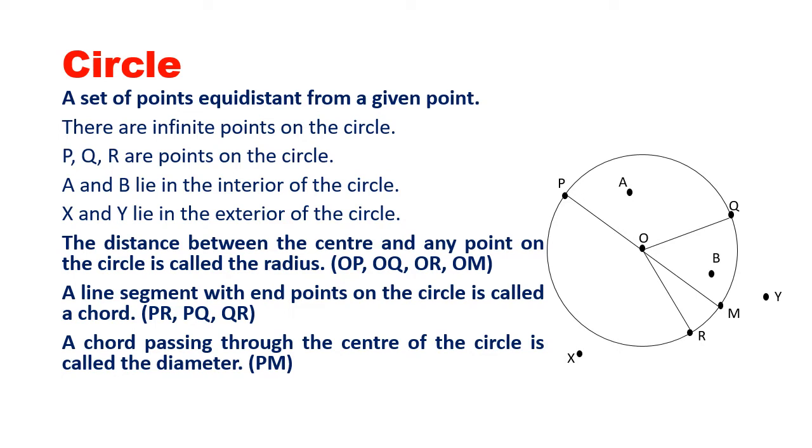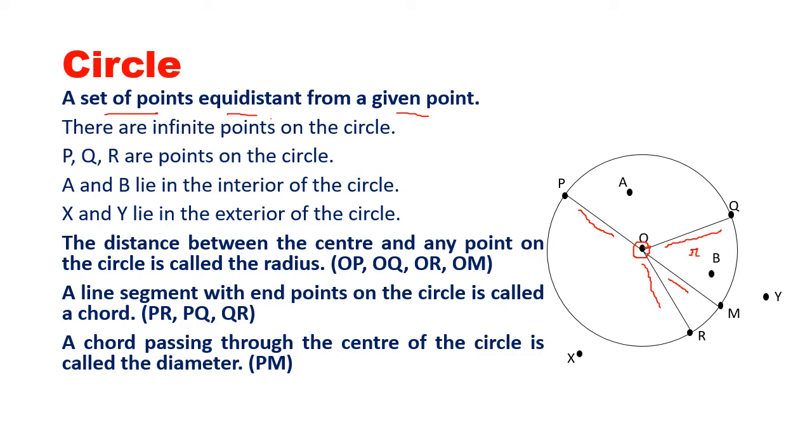What is a circle? I hope you know the definition of a circle. A circle is a set of points equidistant from a given point. So this is the definition of a circle. A circle is a set of points equidistant from a given point. So here the given point is O. This is the given point. And this distance OQ or OP or OR or OM is the given distance.